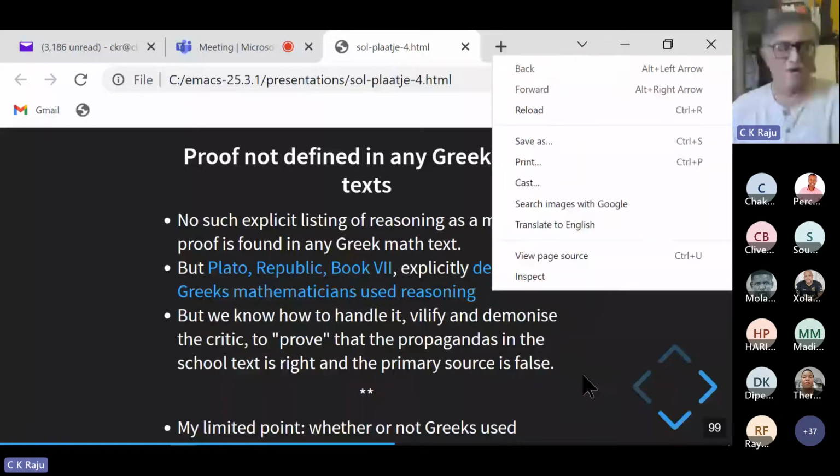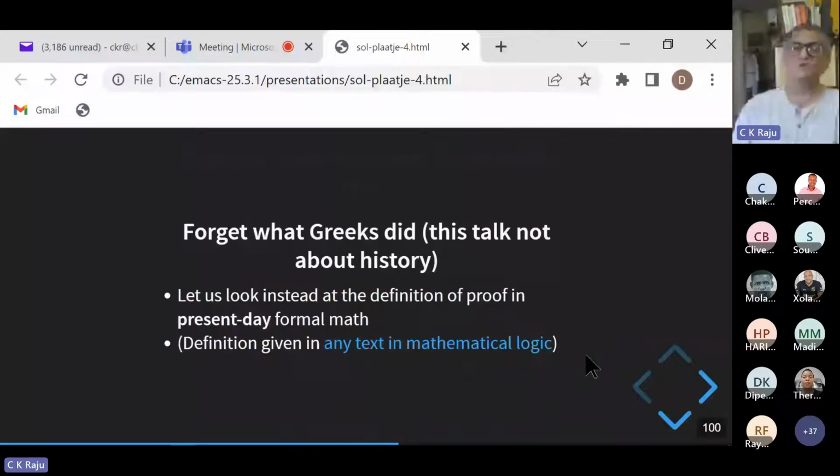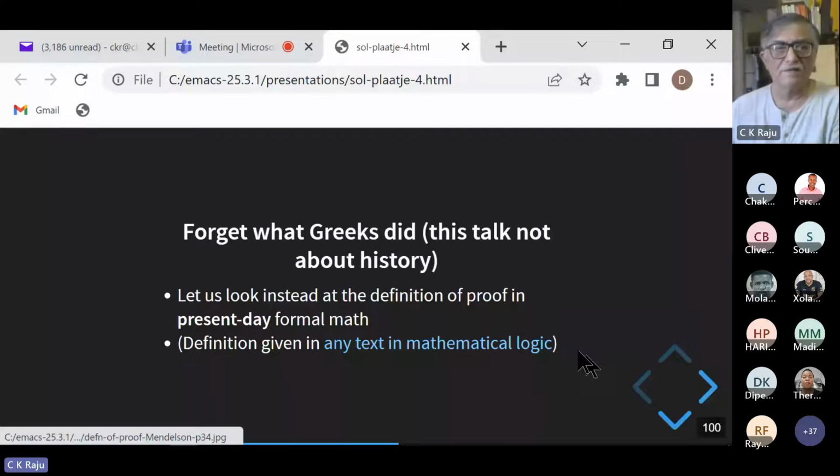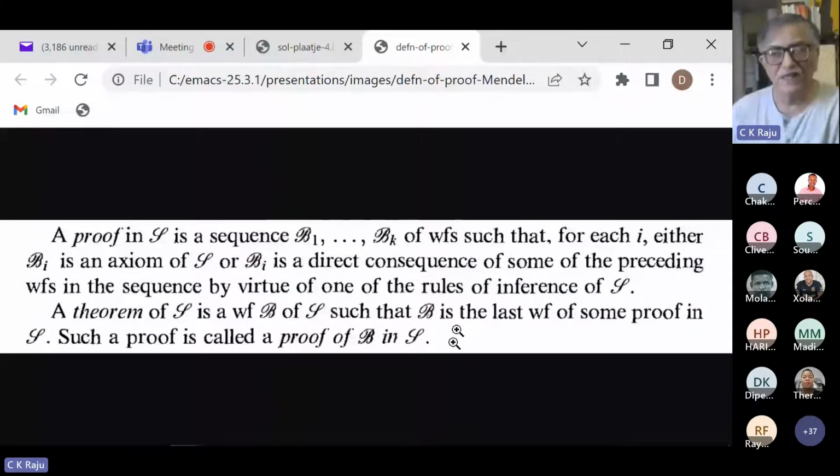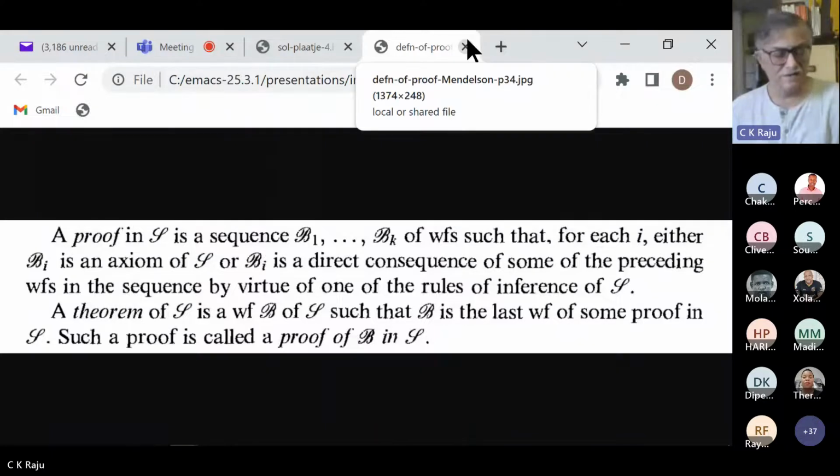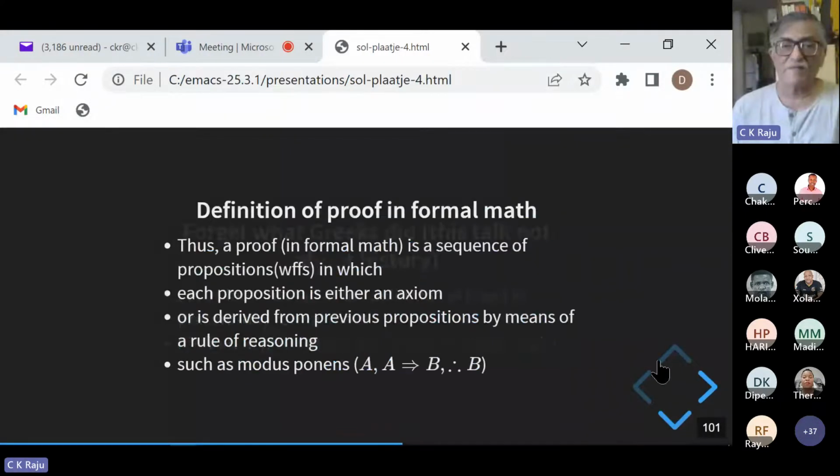So anyway, the limited point I'm making is that whether Greeks used reason or not, the fact is that they were not alone in using it. And let's forget what the Greeks did. Let's look at the definition of proof, which is available in any text in mathematical logic. A proof is a sequence of statements in which each statement is either an axiom or is derived from preceding statements by means of some rules of reasoning. And a theorem is the last sentence of such a proof. That is the definition of a formal mathematical proof.